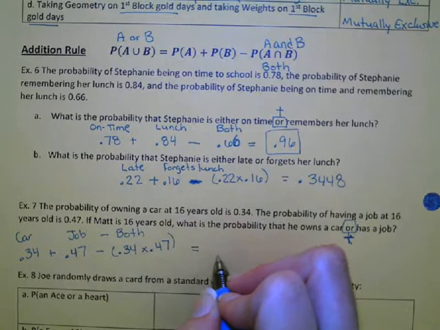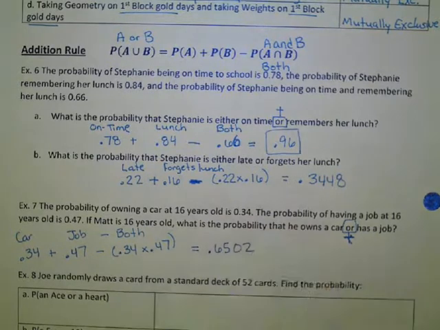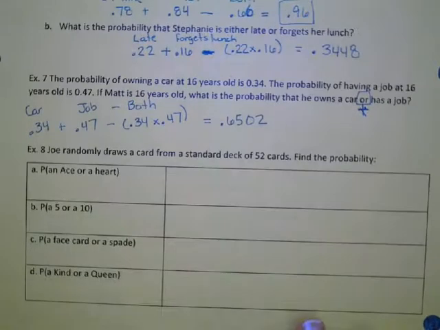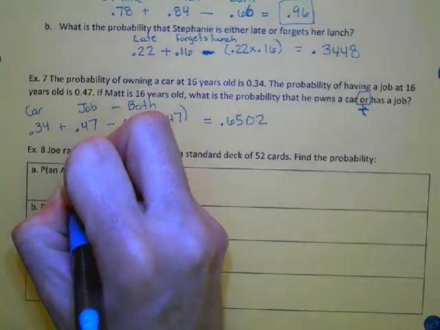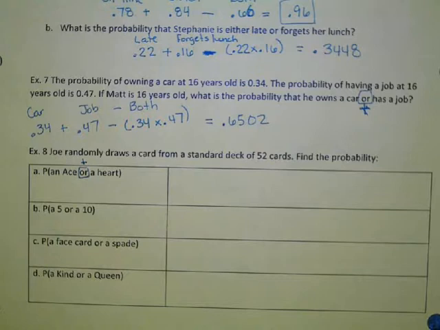We got 0.6502. Alright, wrapping this up now, cards are sometimes easier for some people and harder for others. Joe randomly draws a card from the standard deck. Find the probability of each. So these are all OR problems. OR problems are adding, and if there's overlap, you subtract it out. He's only drawn one card, so it doesn't matter if he replaces it or doesn't. We're only looking for one.